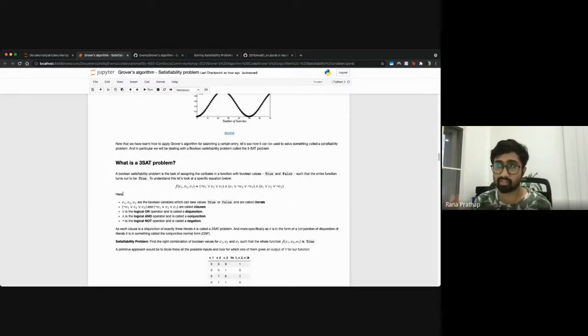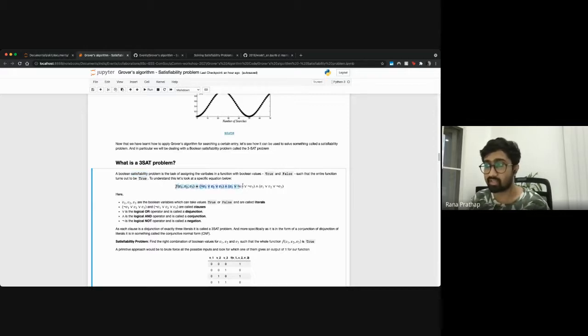So moving on, now we're going to use what we have learned, that is Grover's algorithm, and try to solve a specific problem called a 3-SAT problem. So what is a 3-SAT problem? It's nothing but a Boolean satisfiability problem. So it's in the name itself. That is, all the variables are Boolean. They're either true or false, 0 or 1, whatever. And you have to make sure that you find a sequence that satisfies the problem.